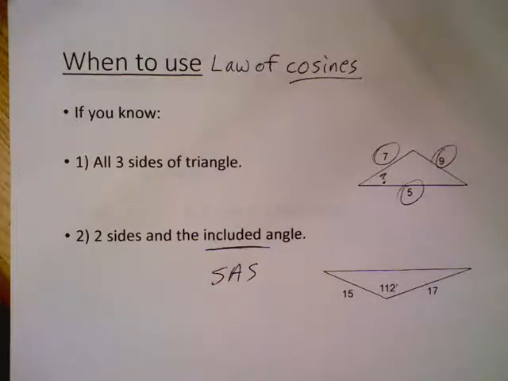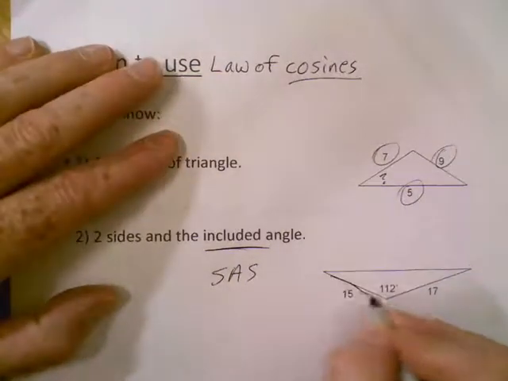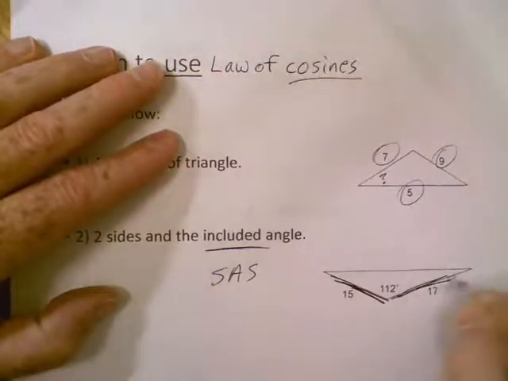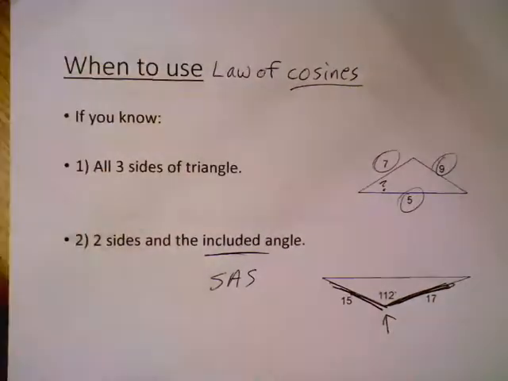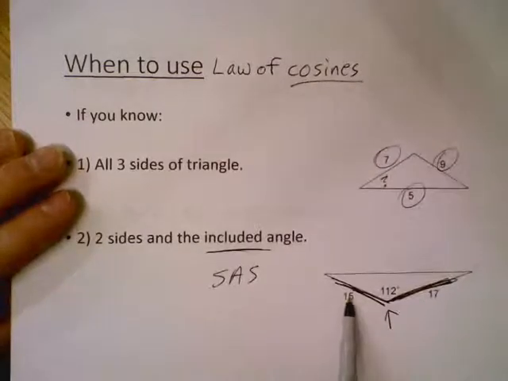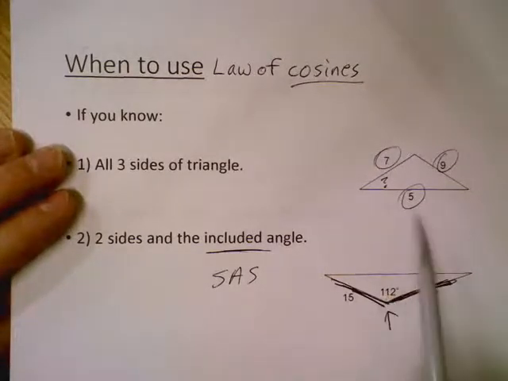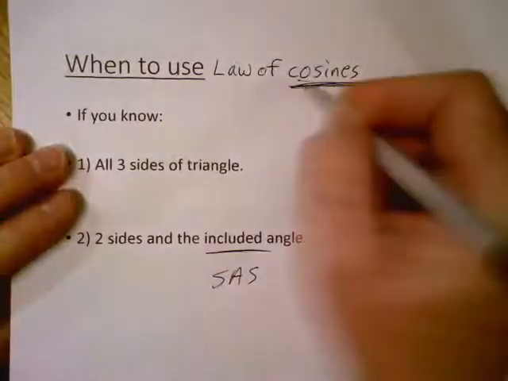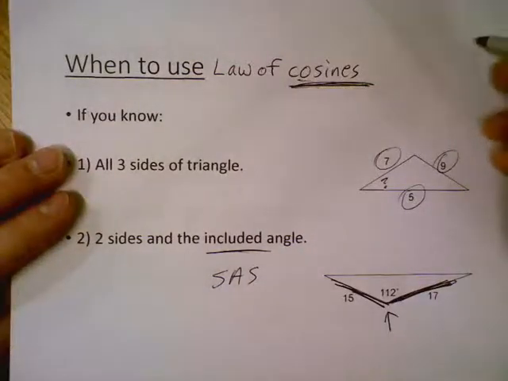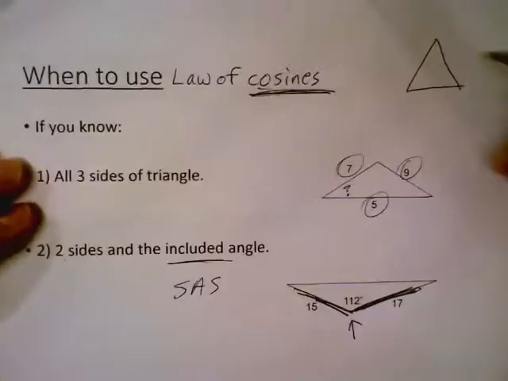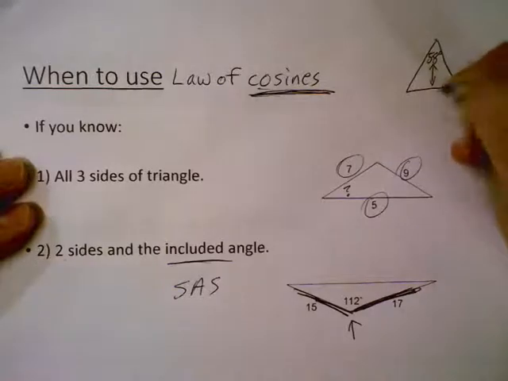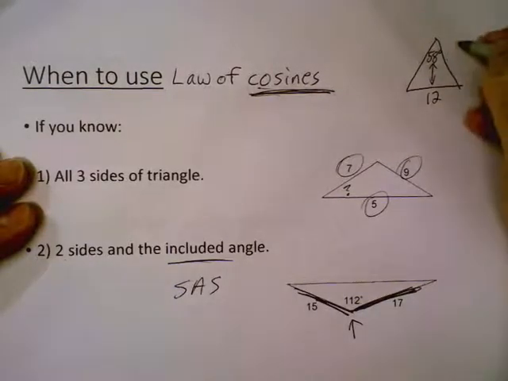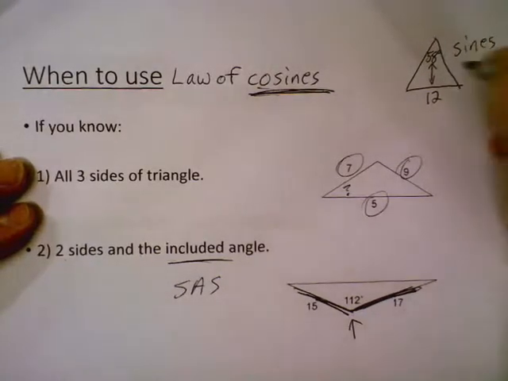A lot of students had trouble with this. All that means is if this is one of our sides, and this is one of our sides, it has to be the angle where those 2 sides come together. That's the included angle. So if we know this information, 2 sides and the angle that's between them, or if we know 3 sides, then we use the law of cosines. If you know an angle and a side across from that angle, then that tells you to use the law of sines.